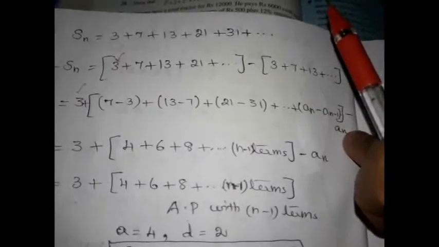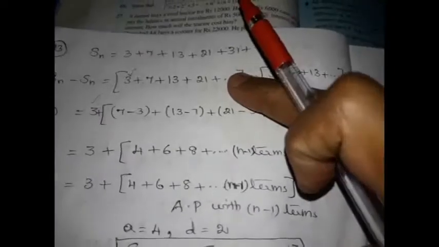Likewise it goes on. And the nth term of the second series we are going to retain as such because it will be left, right? So here we will get an minus 1, and the last term will be minus an. So if you see, it is 3 plus 4 plus 6 plus 8 plus etc., and it is going to be n minus 1 terms.